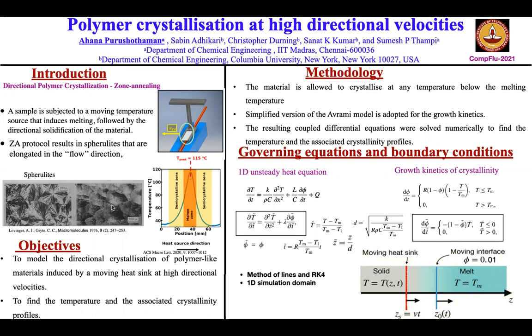This directional crystallization results in spherulites that are elongated in the flow direction, as shown in this picture. These spherulites are different from what we get in usual isothermal crystallization. Directional crystallization process improves the mechanical properties of polymer material.